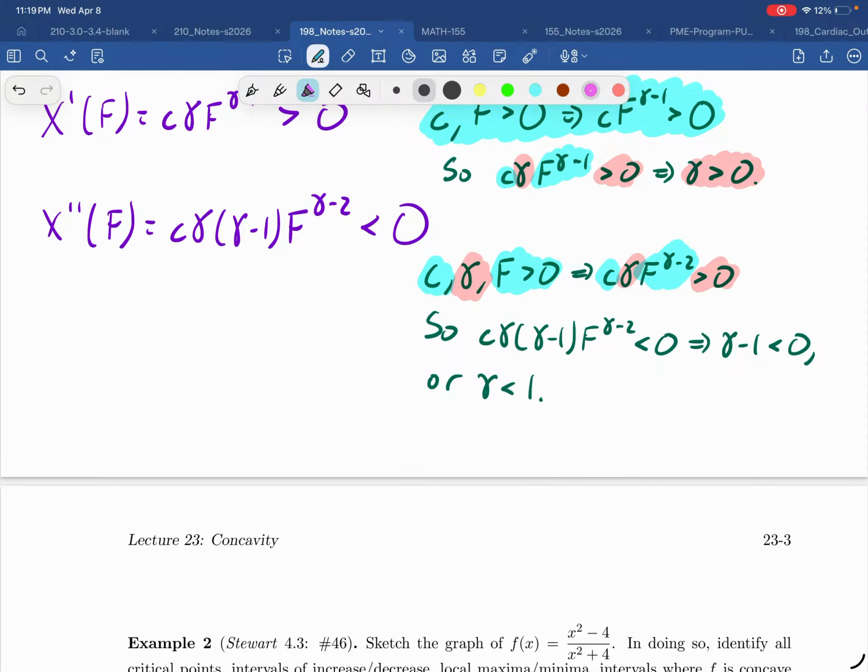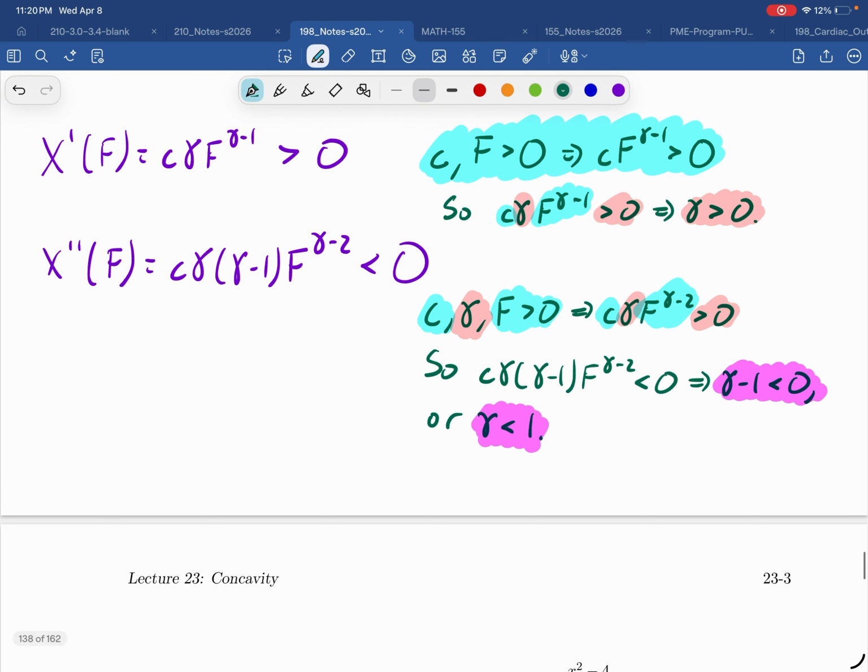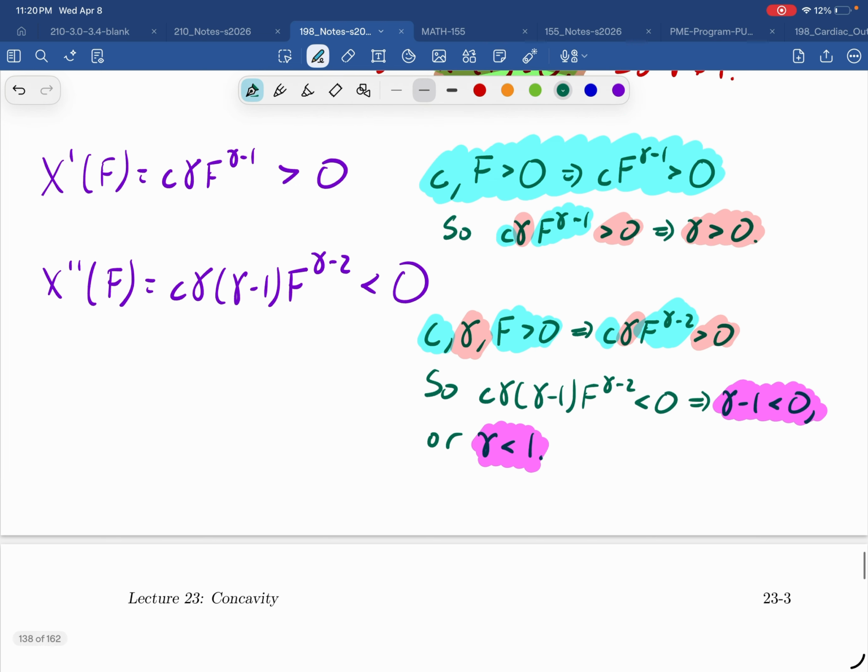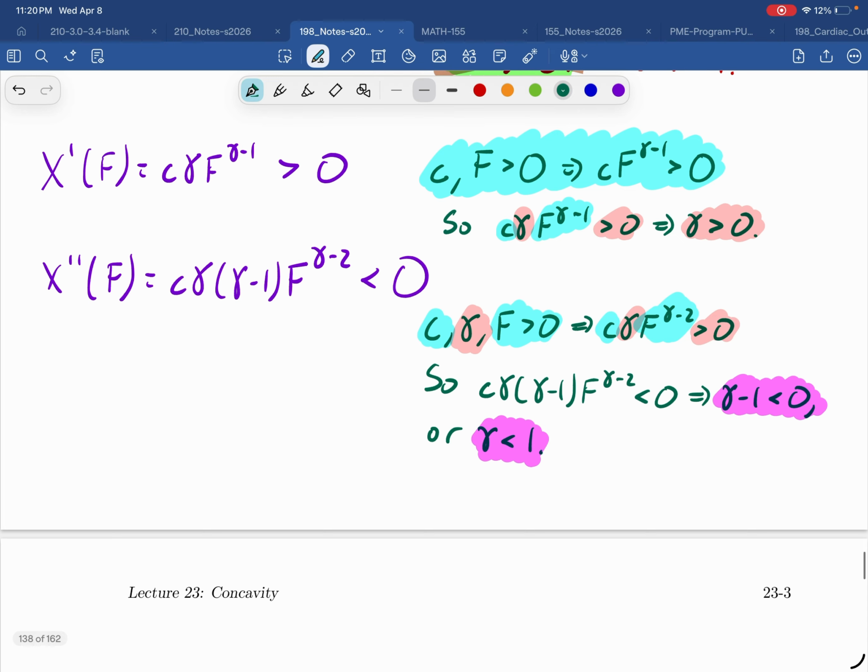And I'll use this guy right here. All right, so what are the conditions for gamma that satisfy x prime is greater than 0 and x double prime is less than 0? Gamma needs to be strictly between 0 and 1.